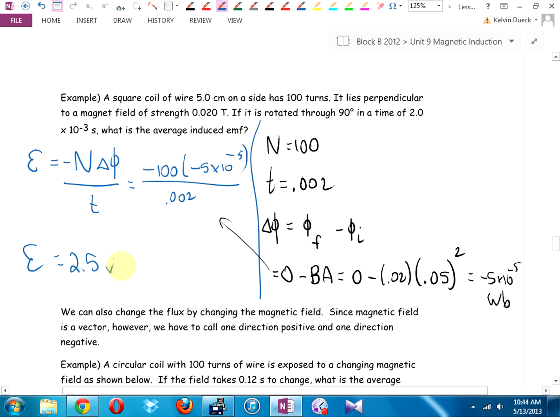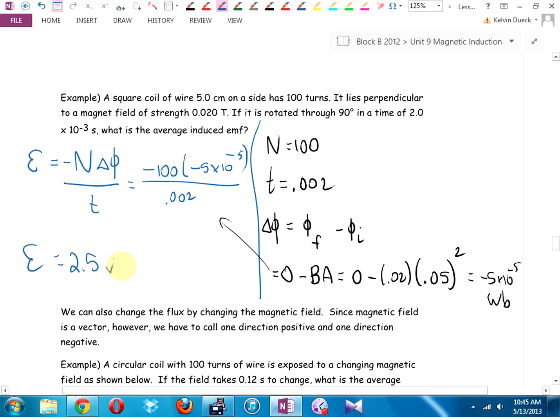So far, Akemi, what we've done is we've changed the flux by changing the area of exposure, usually from maximum to 0. You can also change the flux by changing the magnetic field, because flux is B times A. If they change the magnetic field, because magnetic field is a vector, you better make darn sure that you let one direction be positive and one direction be negative. Unless they're both in the same direction, then you're fine. Let them both be positive.